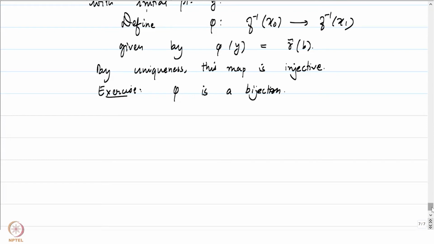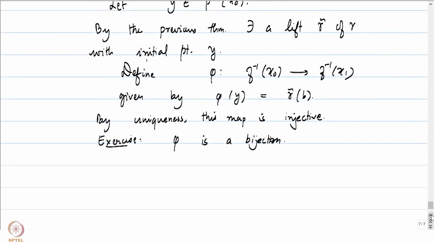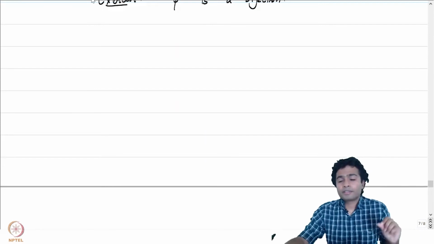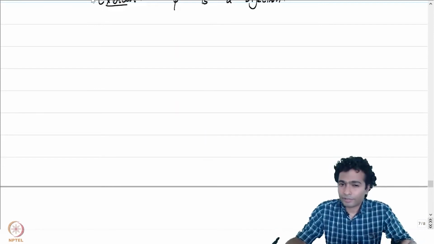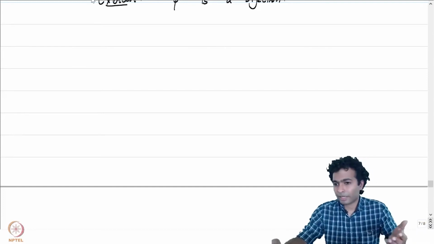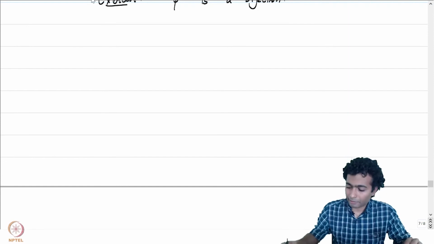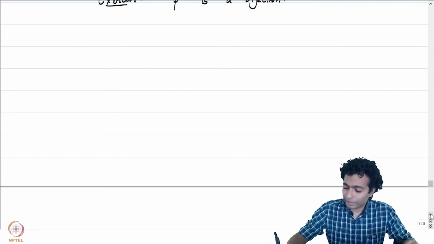And therefore we have a bijective map from the pullback of x0 to the pullback of x1, which hence establishes that this is going to be of the same cardinality. Now that we have seen that curves can be lifted with respect to covering maps, let's ask the more general question of whether we can lift arbitrary continuous maps with respect to covering maps. That will be the goal of the next theorem.